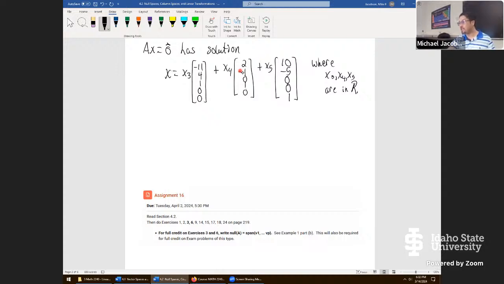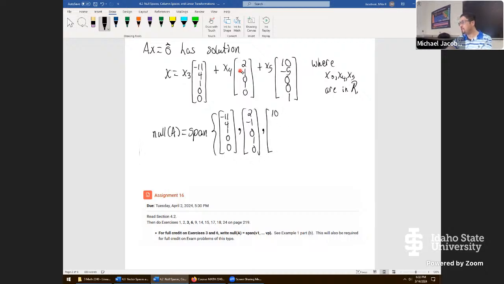So what we need to write down is null A is equal to the span of those 3 vectors. Kind of tedious to write them out again, but it's well worth it because this is the process of finding the actual eigenvectors when we're in the next chapter. It's all about the null space and writing it out in this particular way as a spanning set. And one last one, 10, -5, 0, 0, 1.